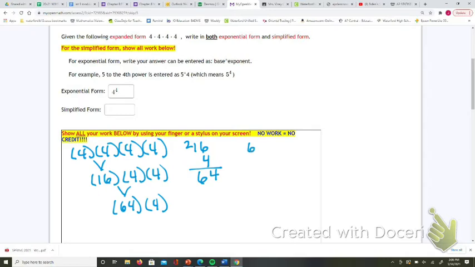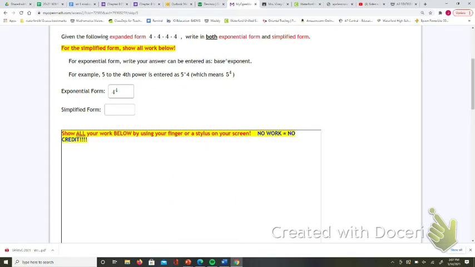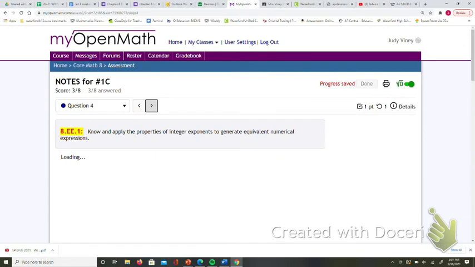Okay, now we have to do 64 times 4. 4 times 4 is 16, carry the 1. 4 times 6 is 24, plus 1 is 25. So our final answer is 256. And we go type 256 right there, and then we submit. Again, make sure you have all of the work in the work area before you submit. Okay, 256. Submit. Question 4.